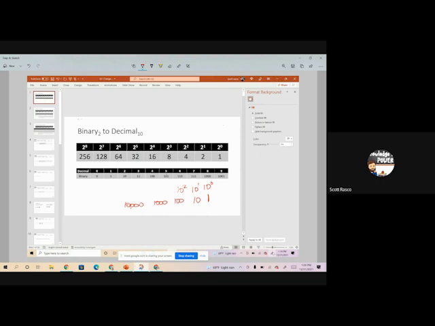So 10 to the 0 is our 1 because everything with a 0 power is 1. 10 to the 1 power is itself, so that's our 10. 10 squared is 100, so that's our hundreds place. 10 to the third power is going to be our thousands place because 10 to the third power is 1,000. 10 to the fourth power is our 10,000s place. And it keeps going up just like that.